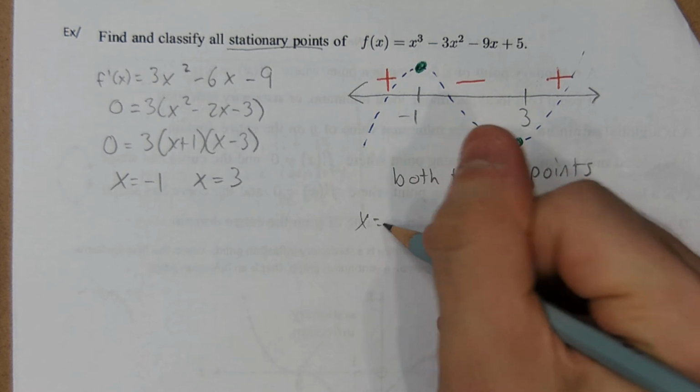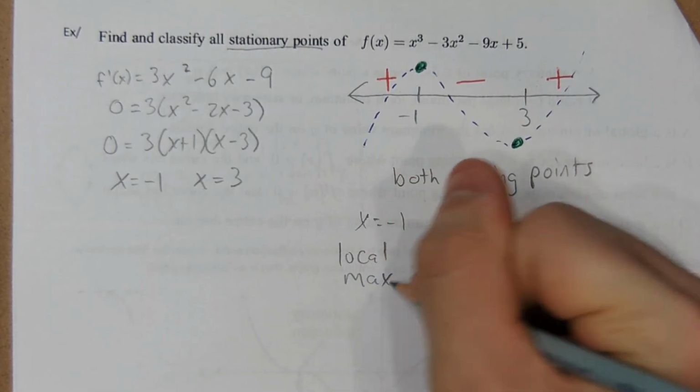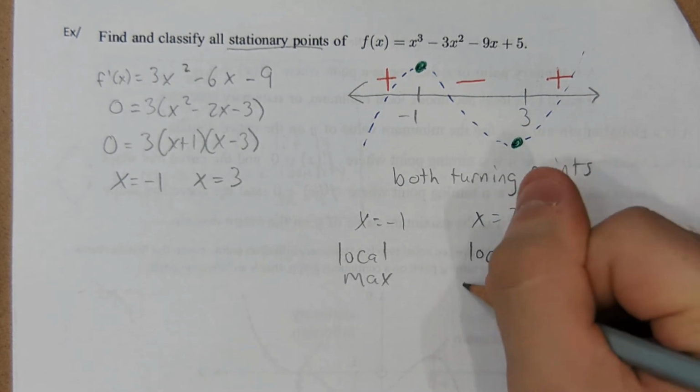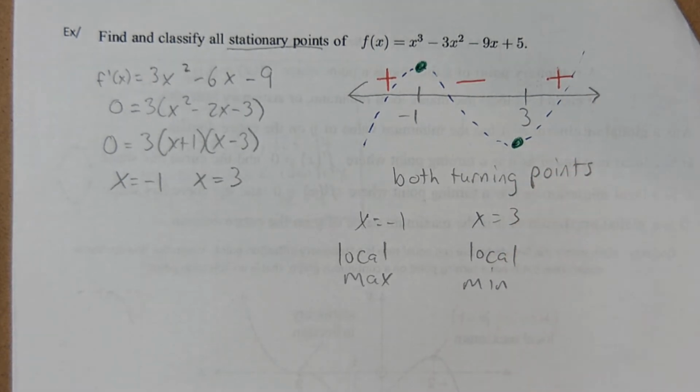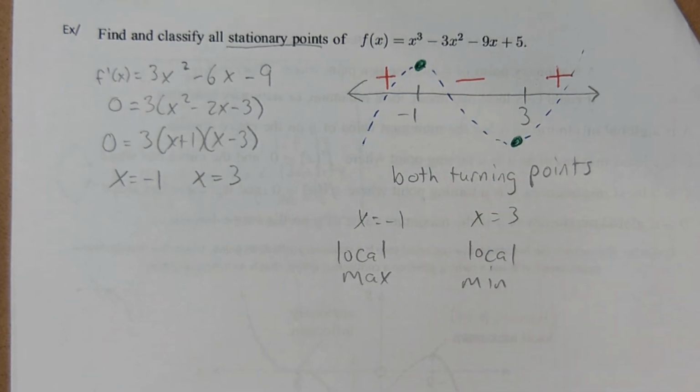And x equals negative 1 is a local max. And x equals 3 will be a local min. And there you have it. See, the blue and the green that I've used here is not necessary. I would like for you to be able to do that in your head, and you will be able to after some practice, okay? So there you go.